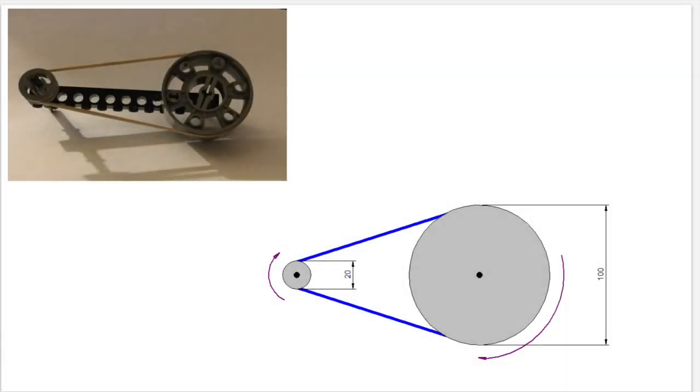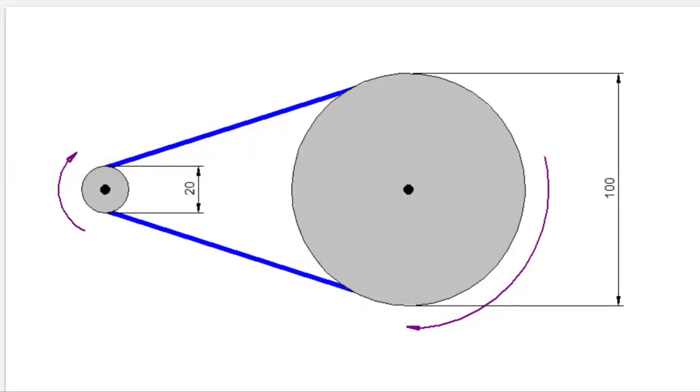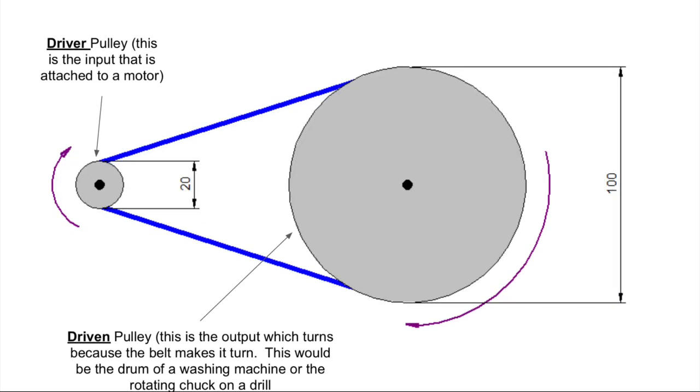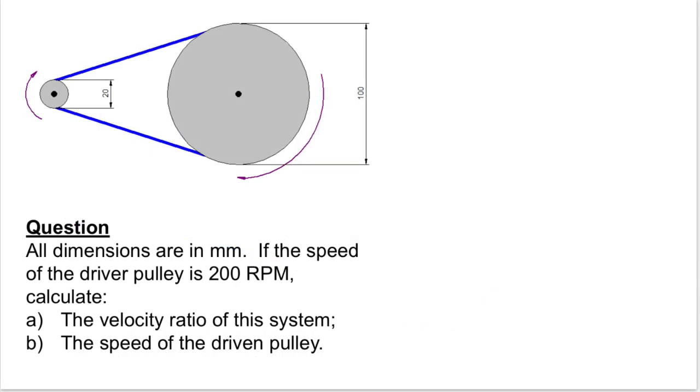To start off with and to simplify things, I've drawn my Lego mechanism on the computer and I've put the sizes on of the two pulleys. We also have to look at using the right technical language, because this is how it might be referred to on an exam paper. So the input is called a driver, the output is called the driven. And that's exactly the same as when we looked at gears. Let's have a look at working out this question. If you want to read the question more carefully, pause the video now.